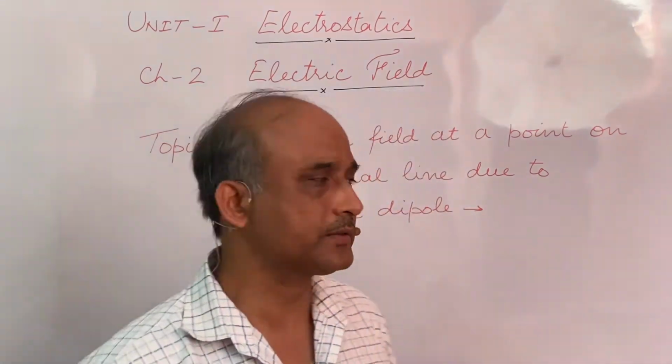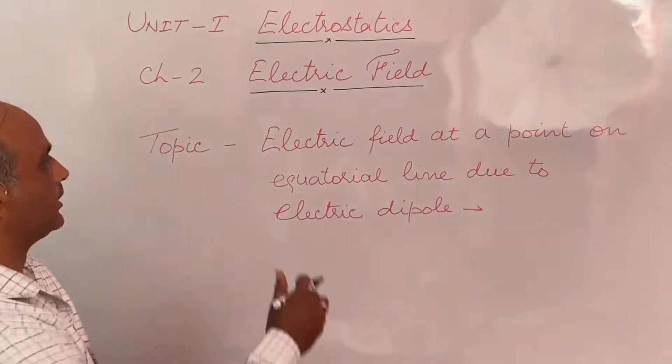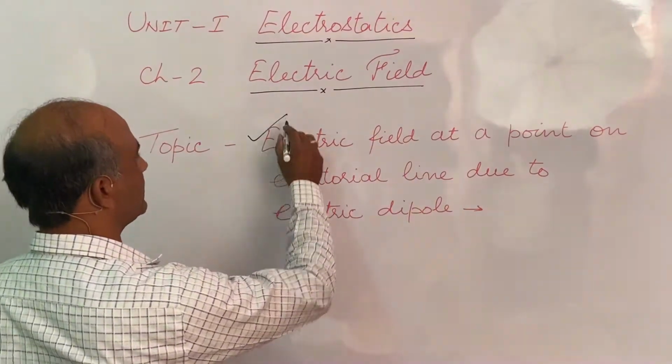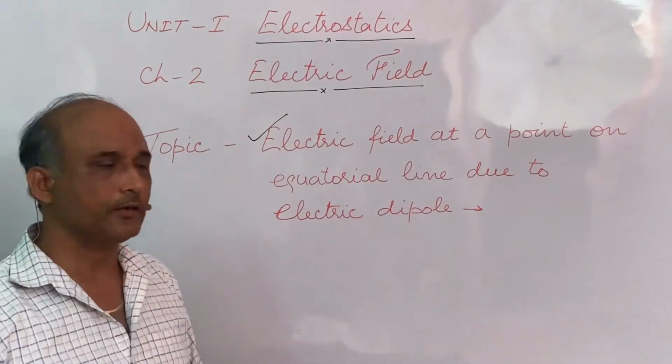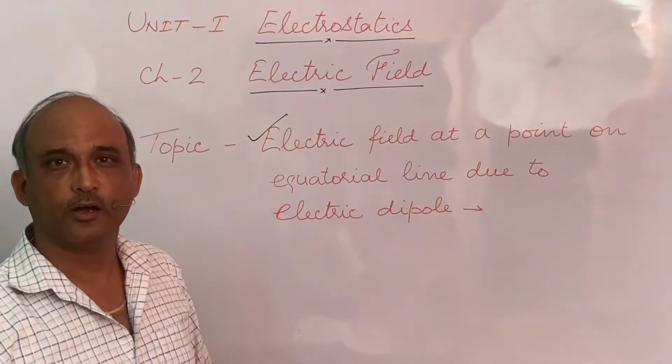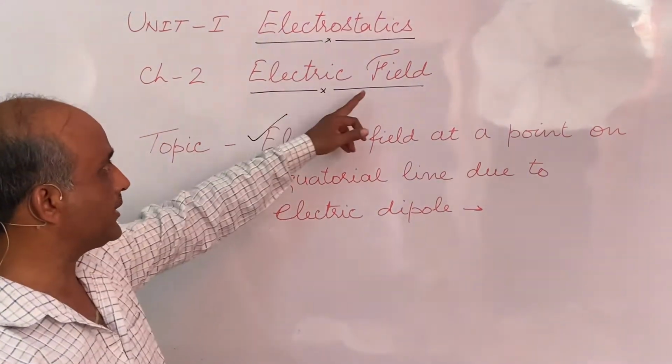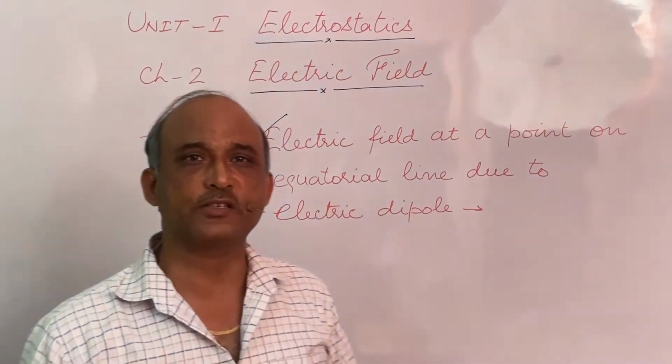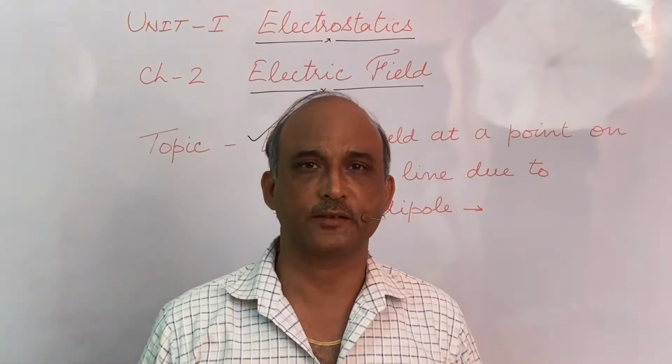Today we will discuss the topic electric field at a point on equatorial line due to electric dipole of second chapter electric field of first unit electrostatics.